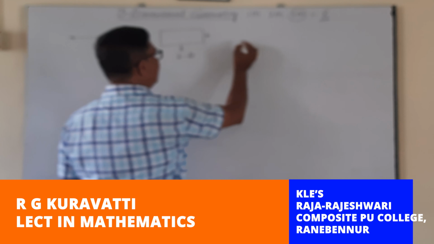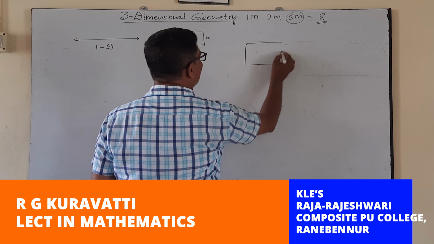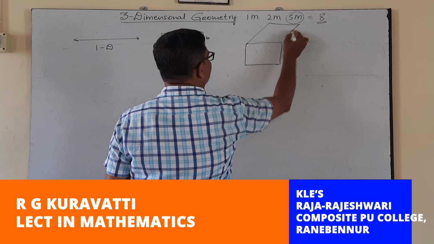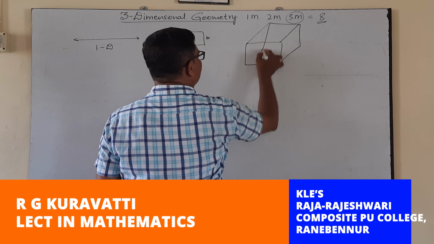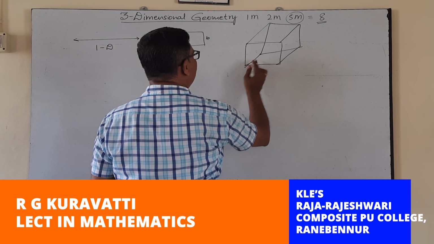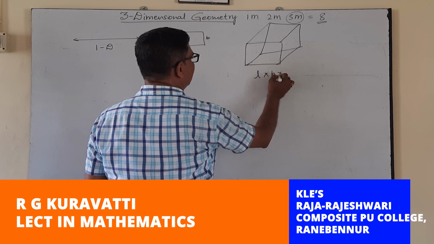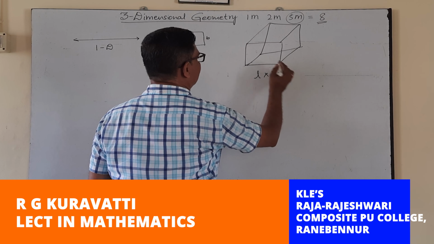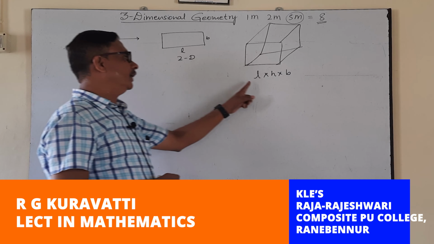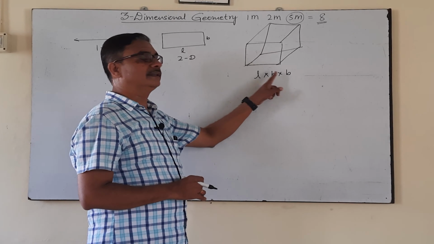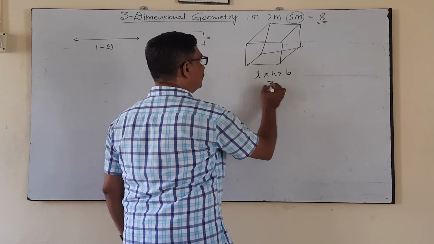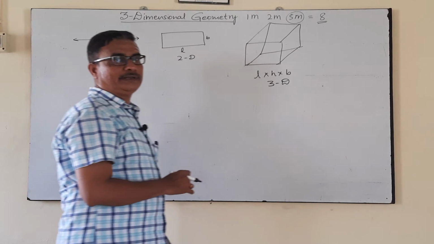Whereas if you take a cube, we have three values, namely length, then height, then breadth. So we have three values, length, breadth and height. So this is known as three-dimensional geometry.